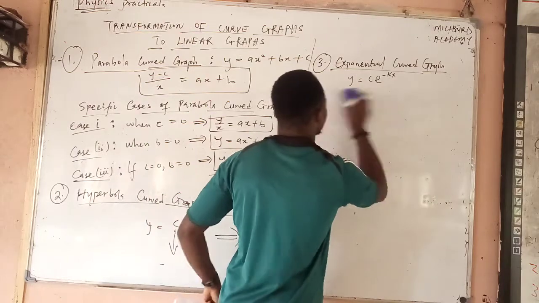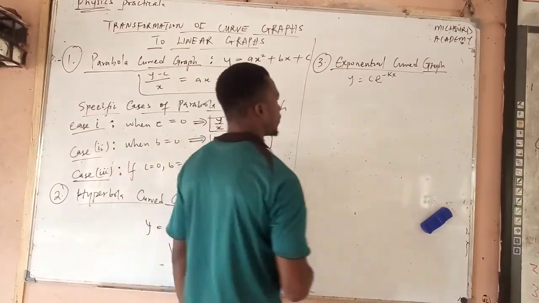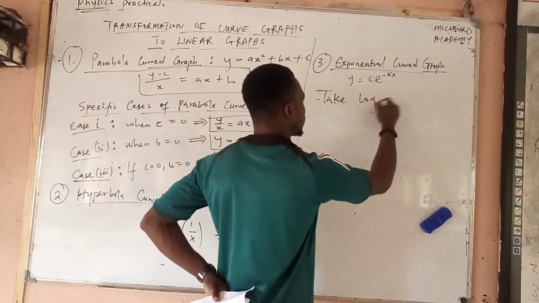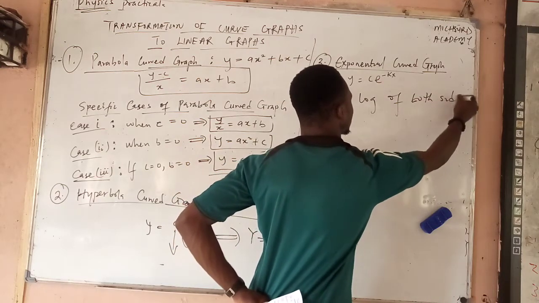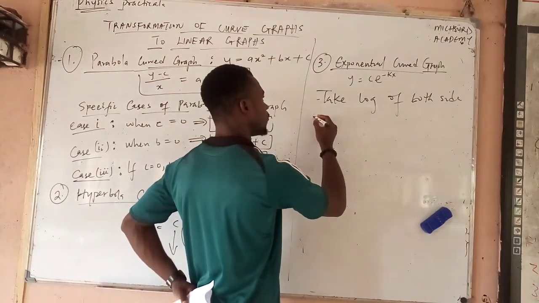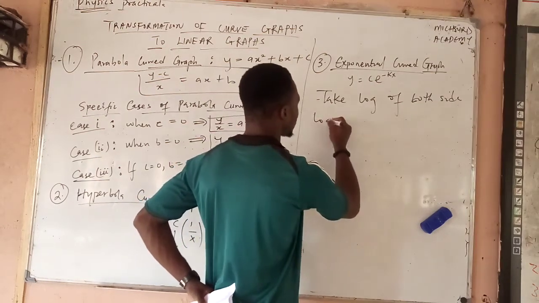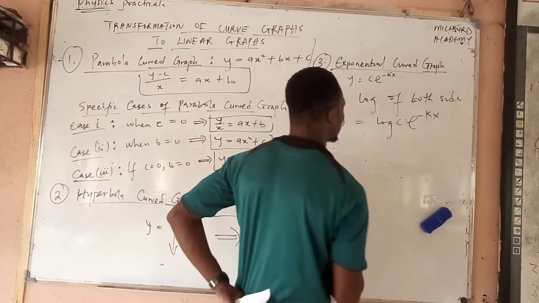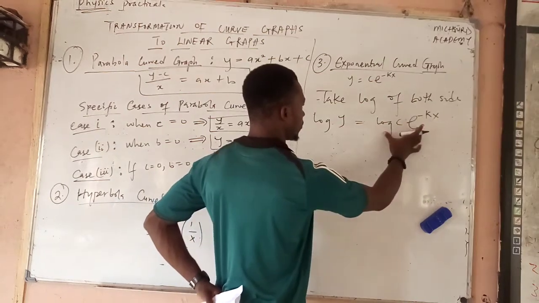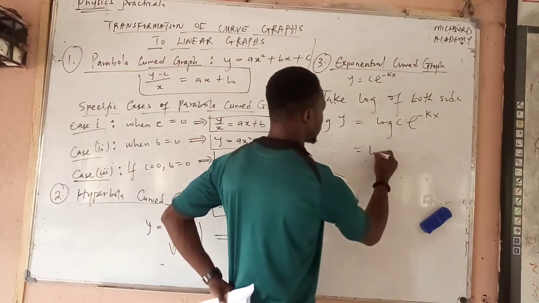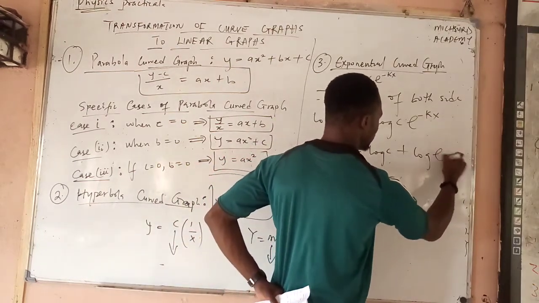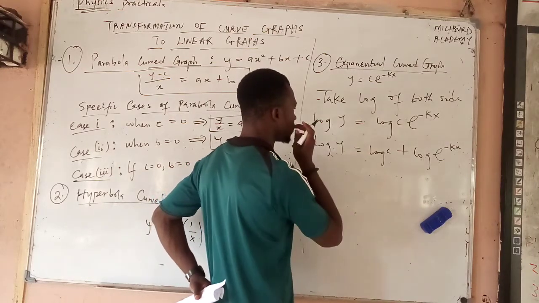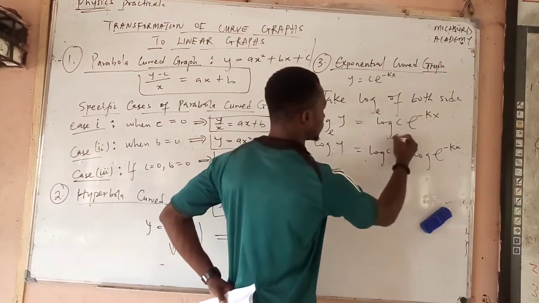Then let's analyze the exponential curve graph. For us to do this for exponential, we are going to take the log of both sides. So if we do that, taking the log of both sides, we are going to have that this is log y is equal to log of c exponential minus kx. Okay, so from your logarithm law, we can write this as log c plus log exponential minus kx. So we still have our log y here. Okay, so let's say this is the natural logarithm we take. So this will be in this form.